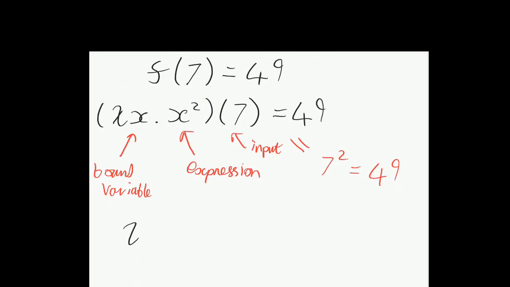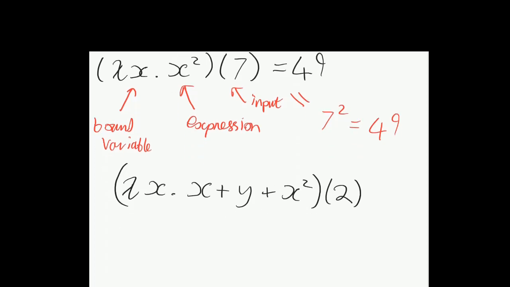So I'll give you another example. We could write lambda x dot x plus y plus x squared. And we could operate this on 2. And then the answer would just be, what happens if we take this expression and then replace the x's with the input, which is 2. So then the answer would be y plus 6. And what's y? Well, that depends. Maybe we have another lambda operator, or maybe that's just another variable or whatever.